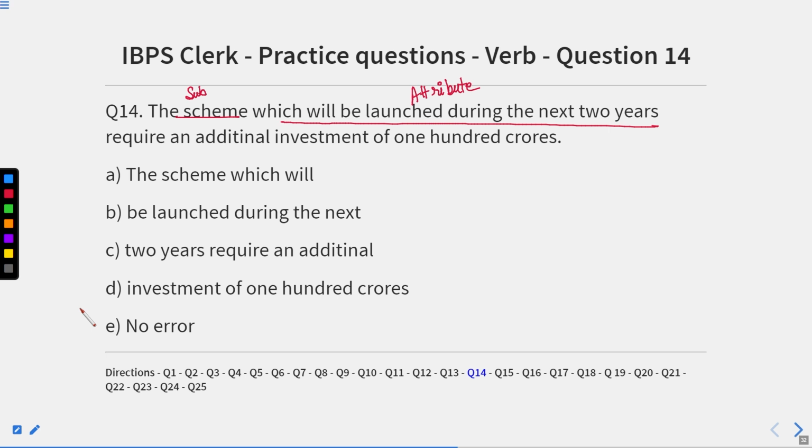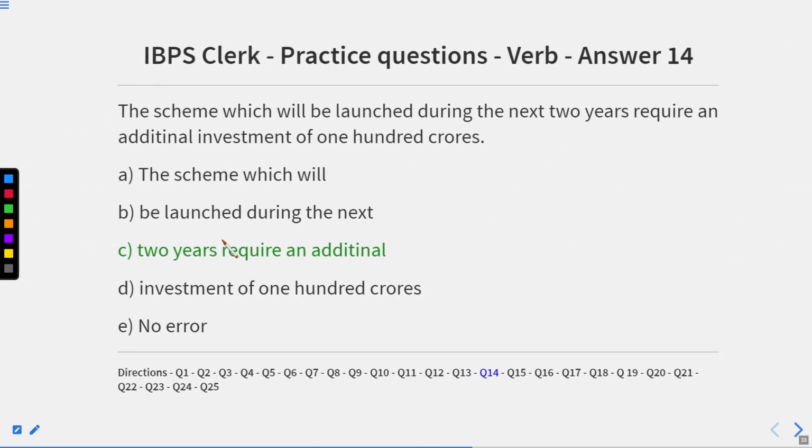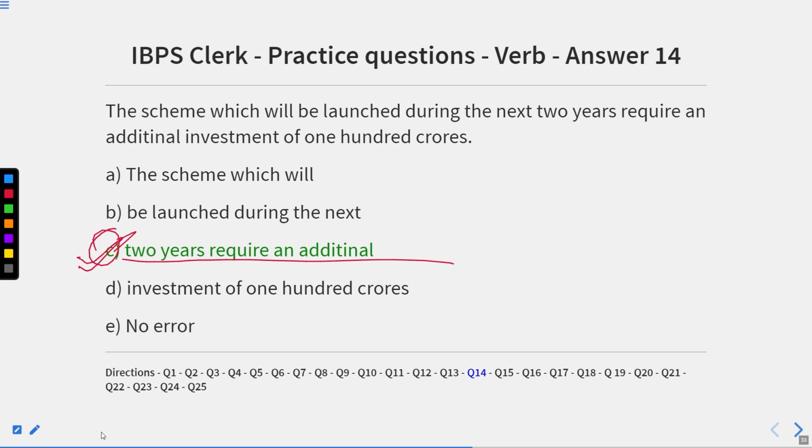Here the verb is require, and the subject is a scheme, which is singular, so it should be replaced with requires, not require. Therefore our answer is C: "2 years requires an additional investment of 100 crores." This will be the correct answer. Now let us move to the next one.